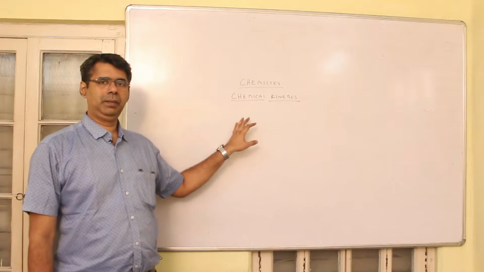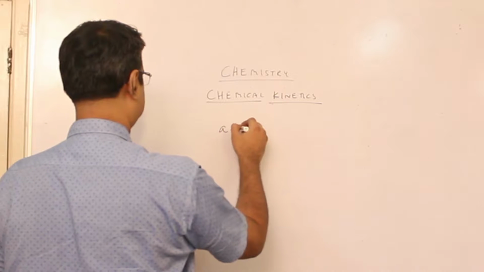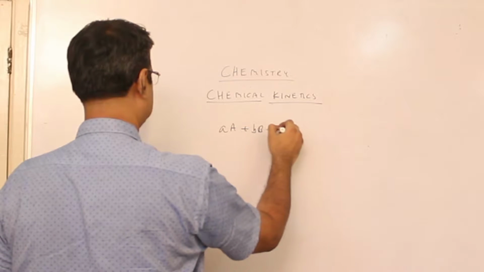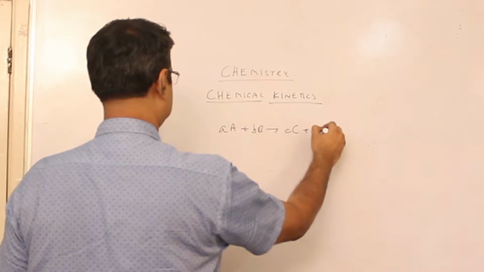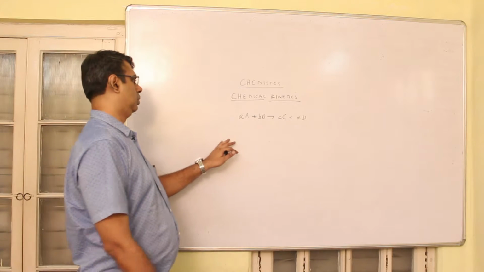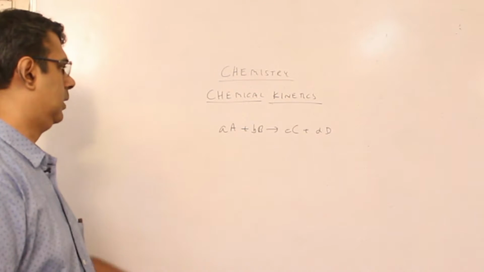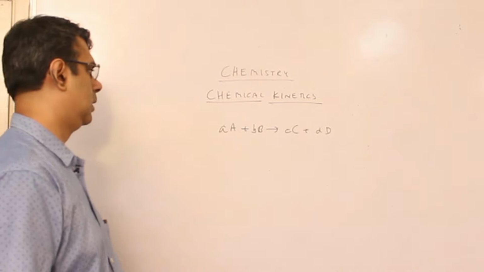Today we will be doing chemical kinetics. In a particular reaction, you know that the left-hand side components are the reactants and the right-hand side components are the products.